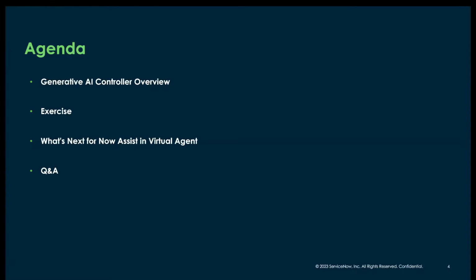Then we'll talk a little bit about roadmap in terms of what's next for Now Assist and virtual agent. For those of you who don't know, Now Assist is the term for ServiceNow's generative AI solutions. And then we'll wrap with Q&A. It's just me today, so apologies ahead of time if I'm a bit delayed in the responses for Q&A. I don't have an assistant today, but we will make it work.